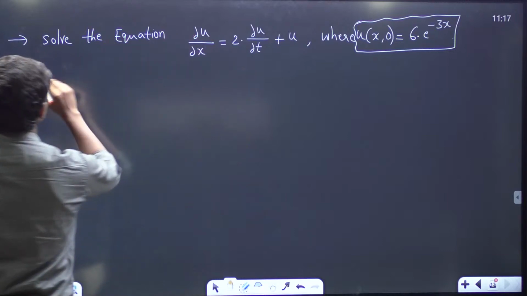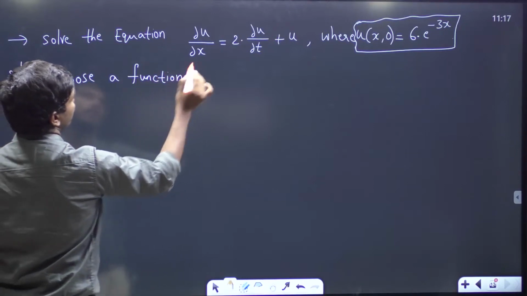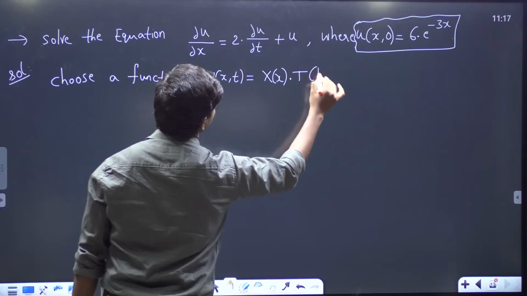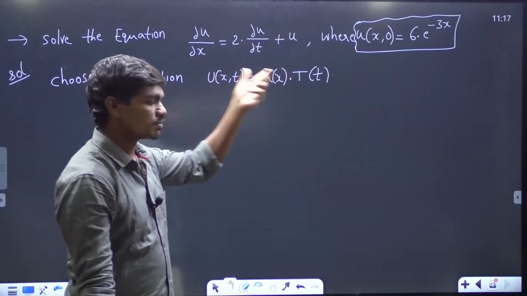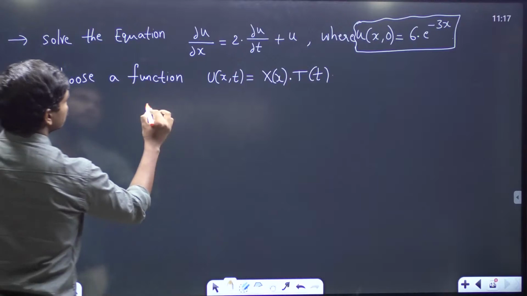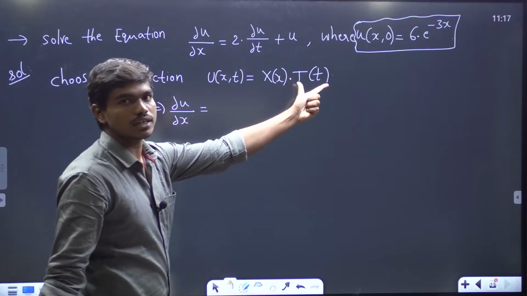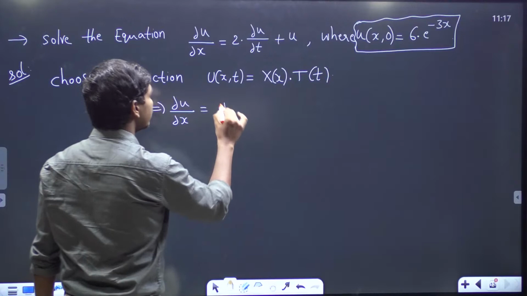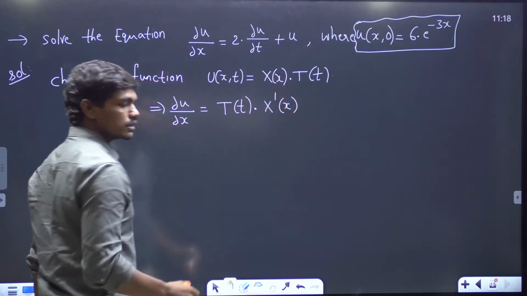So now choose a function: u of x comma t is equal to some function of x into some function of t. You know that the solution will contain terms of x and t, so assume u as a product of two functions, where one is a function of x alone and another is a function of t alone. So dou u by dou x: whenever you are differentiating with respect to x, the function of t remains constant, and you differentiate the function of x. So it is T of t into X dash of x.